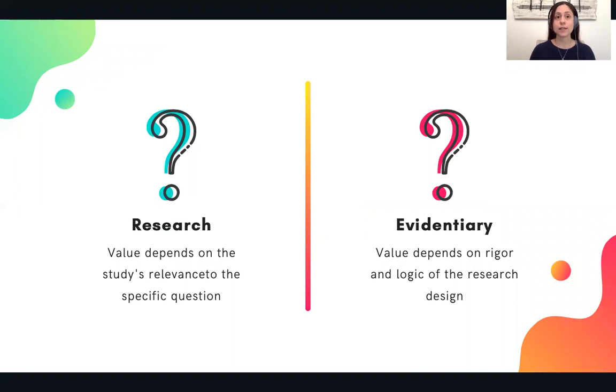First is the research side, okay? In this case, the value of the research depends on the relevance of this particular article to your specific question. So you could have, for example, an article that's amazingly done and it's rigorous and it's got a random sample and a control group, and in terms of the evidence, it's really great, but it doesn't apply to your particular research question. In that case, it would get ranked really low in the research hierarchy, okay? What's important here is that the research applies to the question you are trying to answer.